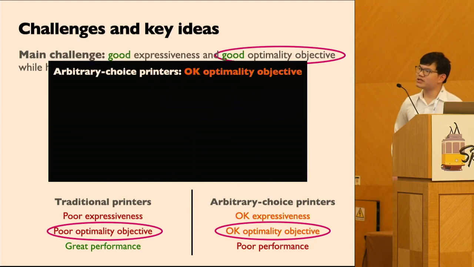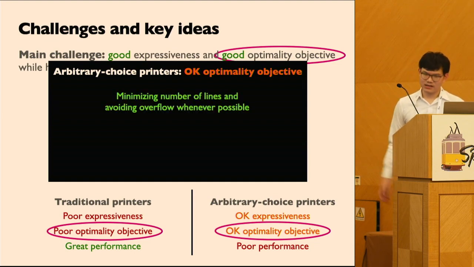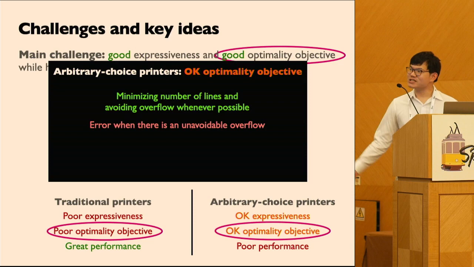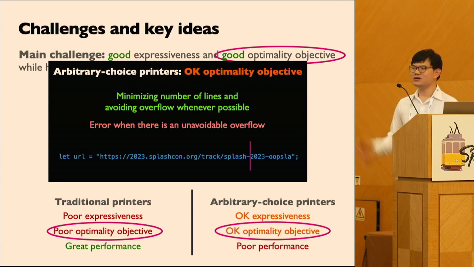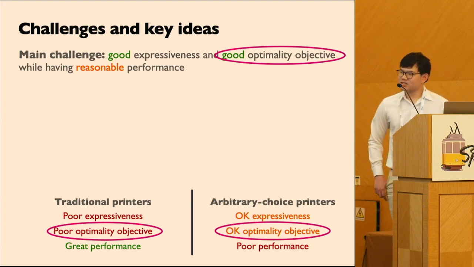On the other hand, the arbitrary choice printers has an okay optimality objective. And that is because it does not suffer from this problem. It minimizes the number of lines whenever possible and avoids the overflow whenever possible. But it has one downside, which is that it errors when there is an unavoidable overflow, which again does occur in practice. For example, if you have a long string literal that you want to format, chances are it probably exceeds the page width limit, and it wouldn't be a good user experience to error. So that's why I say that the traditional printers has poor optimality objective, and why the arbitrary choice printers has okay optimality objective.